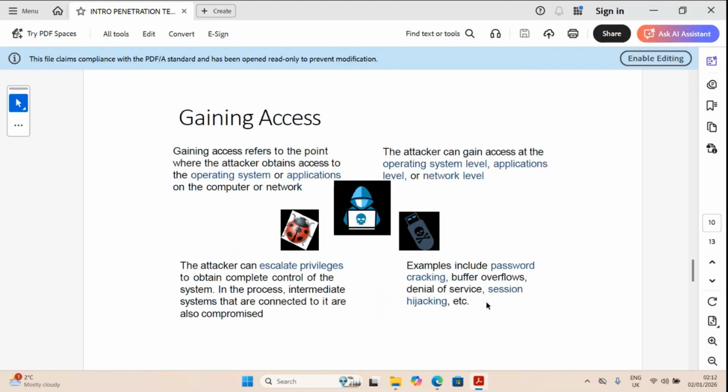After you are done with your scanning, the next stage is to gain access. So gaining access refers to a point where the attacker obtains access to the operating system or application on the computer or network. The attacker can gain access at the operating system level, application level, or network level. So here the attacker can escalate privileges to obtain complete control of the system. Examples include password cracking, buffer overflow, distributed denial of service attack, cross-site scripting, session hijacking, and many others.